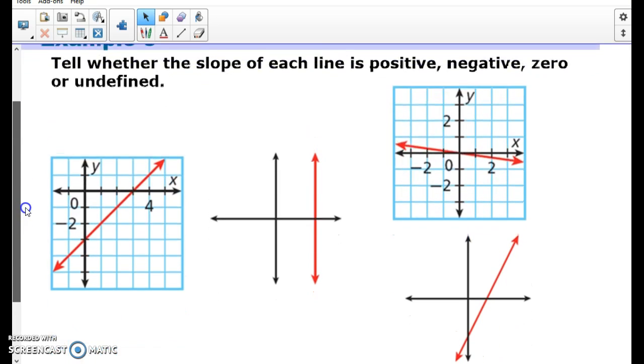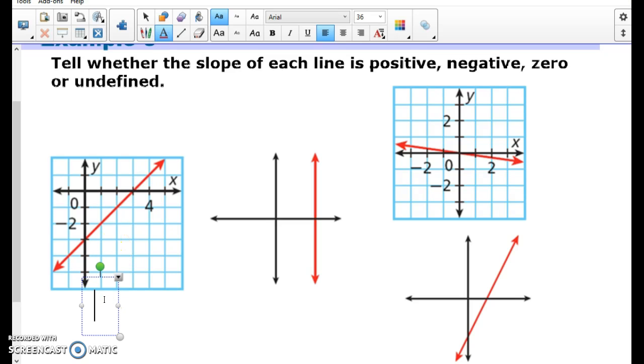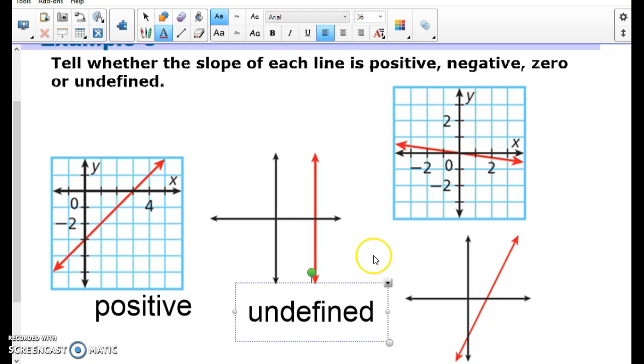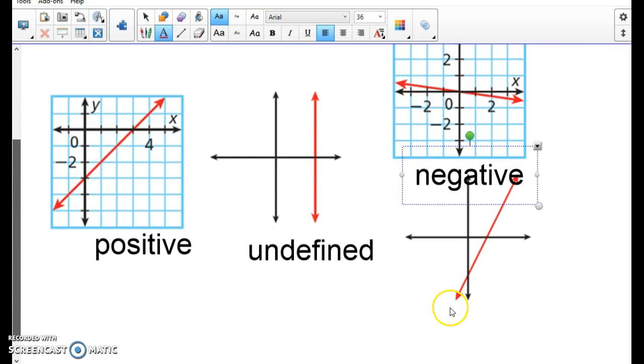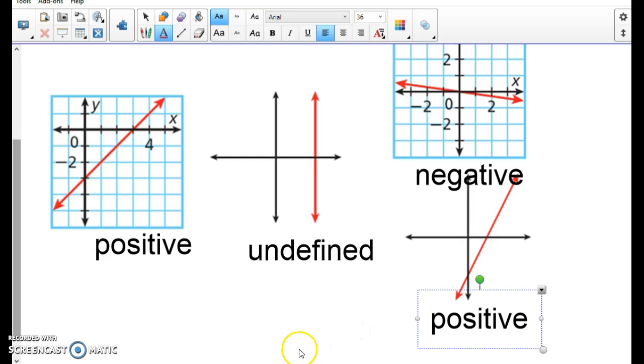So let's look at these and pick out if we are positive, negative, zero slope, or undefined. Going left to right here, we're going up, so this would be a positive slope. This one in the middle is up and down, and if we were skiing on this, when we got to the bottom we would end up being undefined. This one up top, from left to right we are going down, so it's a negative slope. And this one down here, from left to right we are going up, so it's a positive slope.